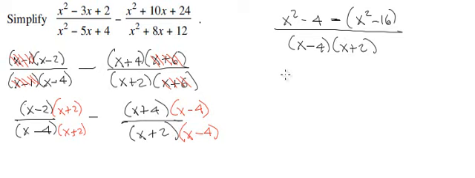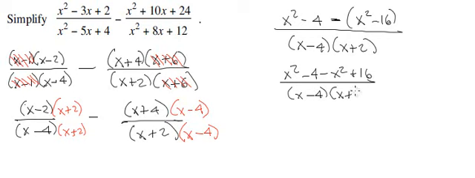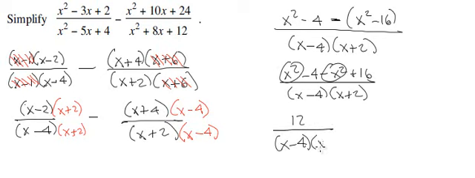And distribute the negative through, you get x squared minus 4 minus x squared plus 16 over all the stuff we had originally. x squared minus x squared is 0. Minus 4 plus 16 makes 12 over x minus 4, x plus 2. Much nicer than if we hadn't canceled. Much, much nicer, I assure you.